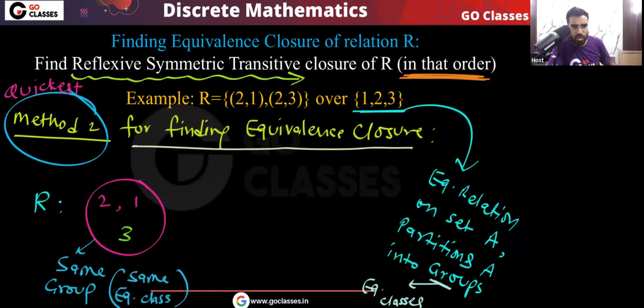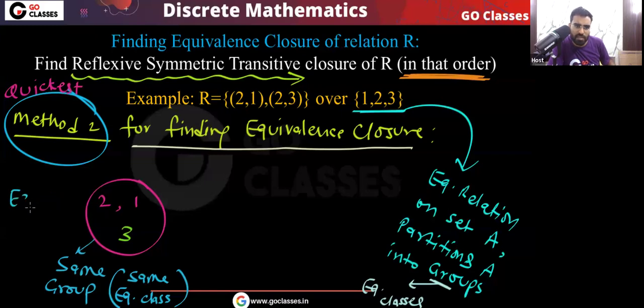So finally, now I can say the equivalence closure will be what? This itself is your equivalence class for the equivalence closure. Okay, so let me just write it here, that this is the equivalence closure of R.